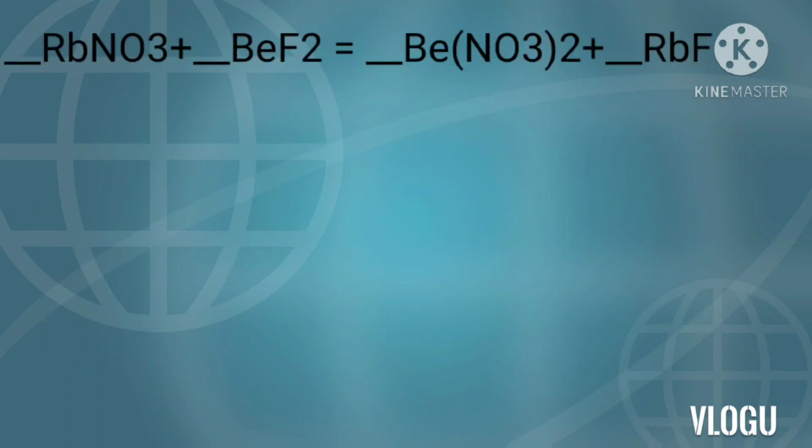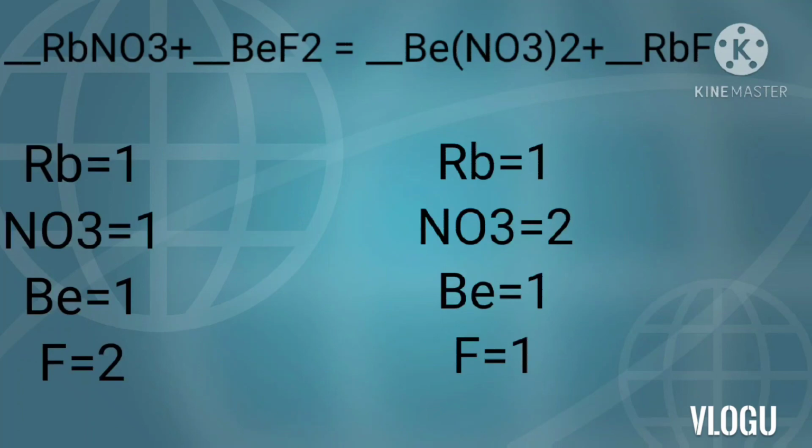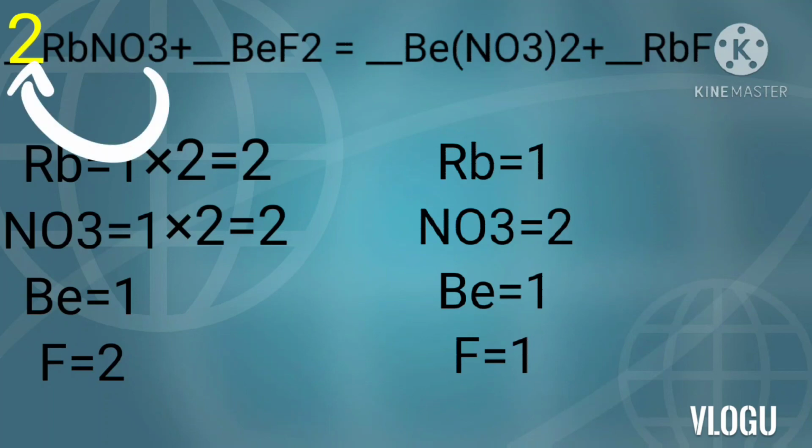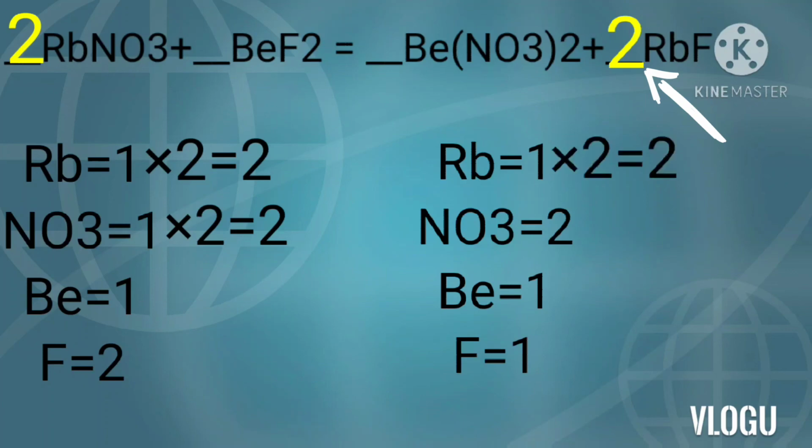For our next equation, rubidium nitrate plus beryllium fluoride equals beryllium nitrate plus rubidium fluoride. Rubidium contains 1, nitrate has 1 and 2, beryllium has the same 1, and fluorine has 2 and 1. Let's check nitrate first because we have nitrate 2 on the right, so we have to multiply nitrate 1 by 2. Same with rubidium because it was a combined element, so rubidium 1 times 2 equals 2 and nitrate 1 times 2 equals 2. Now rubidium is not equal already, so we have to multiply also rubidium 1 on the right by 2 and get the product 2. Now take note that rubidium was combined with fluorine, so we have to multiply also fluorine 1 times 2. Now we made it equal again.